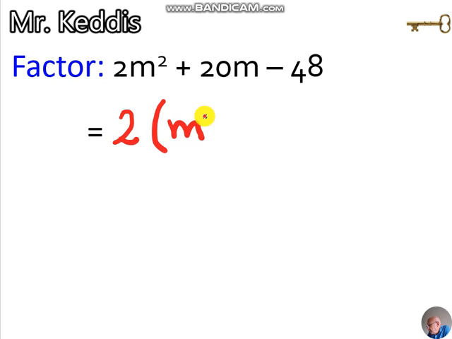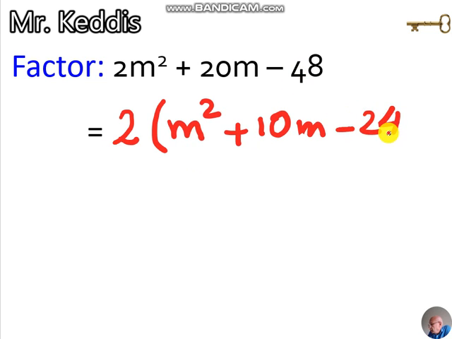And here m squared, because 2 times m squared, I get 2m squared, plus here 10, because 2 times 10, I get 20m, minus 2 times what? You get 48. 2 times 24. I get 24. I divide 48 divided by 2.